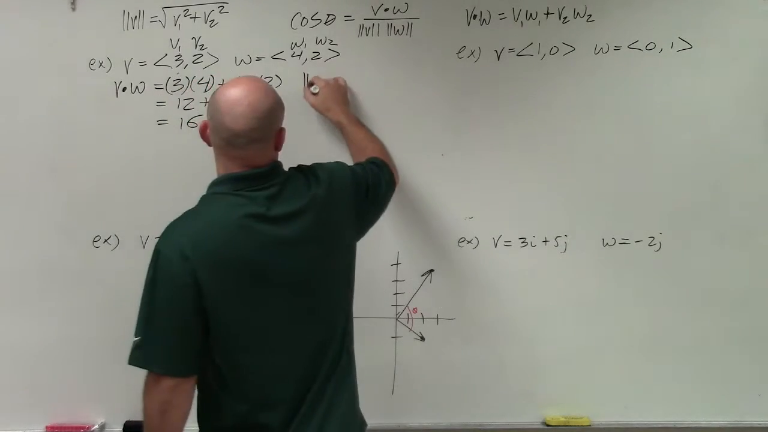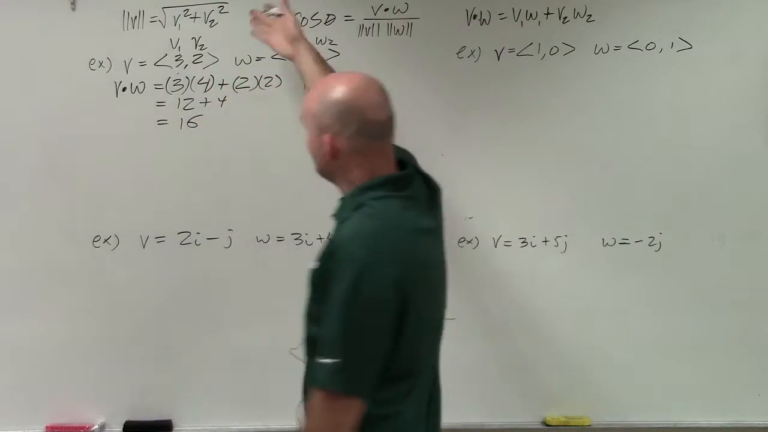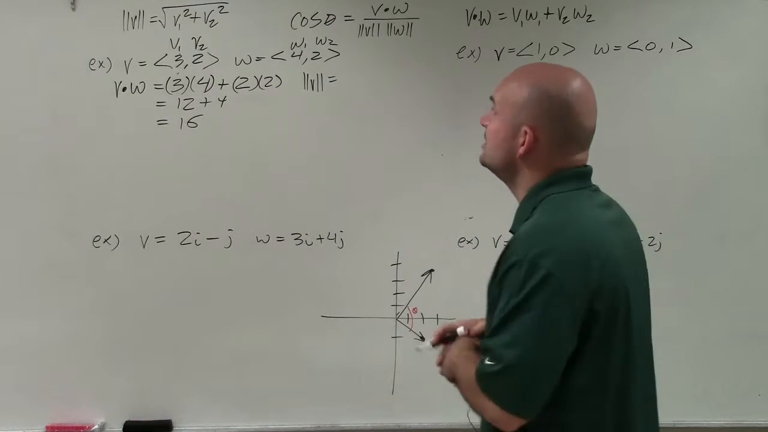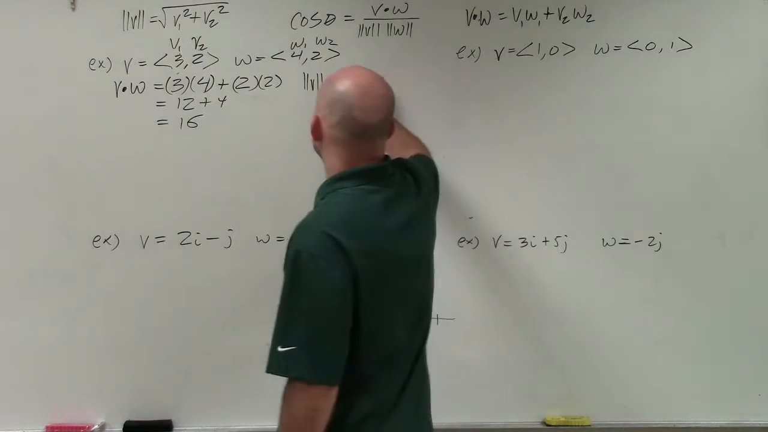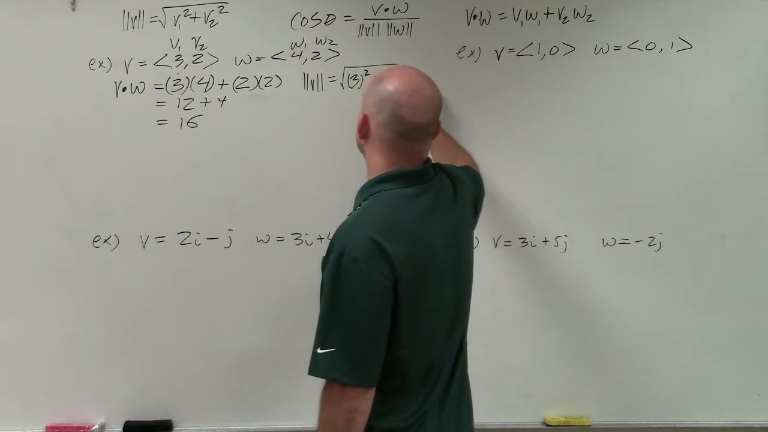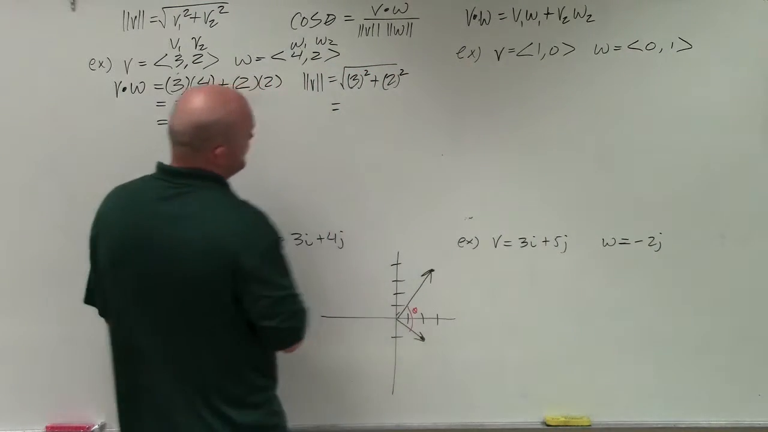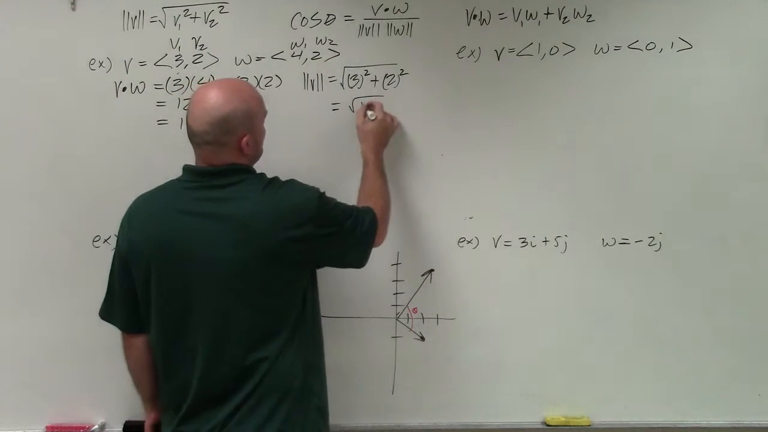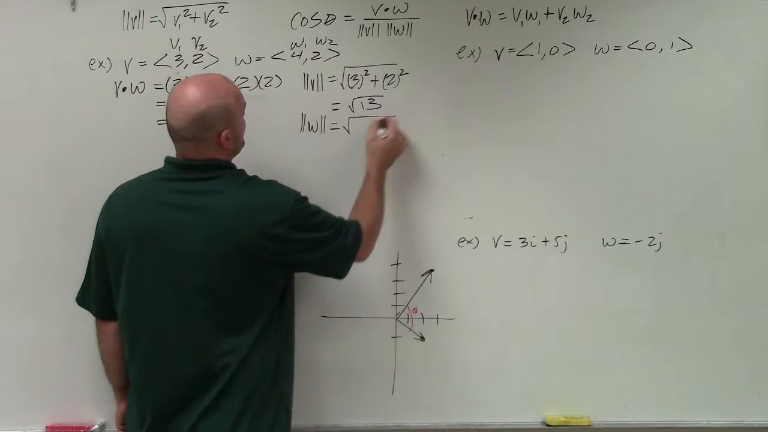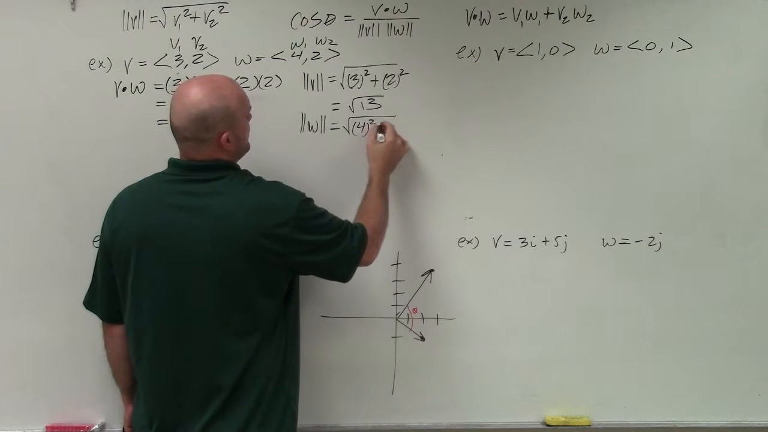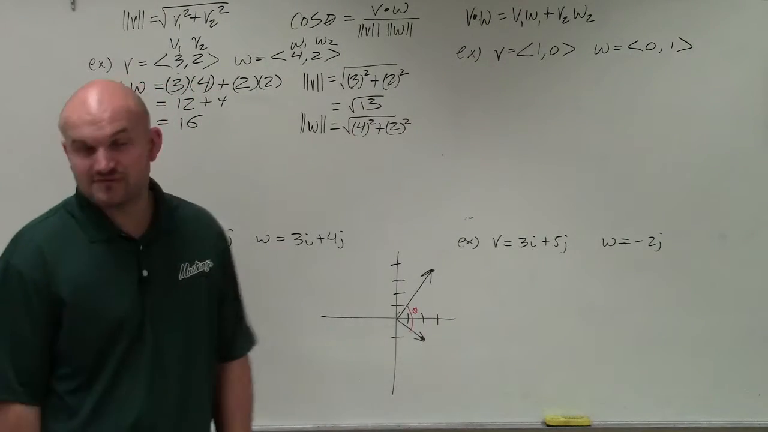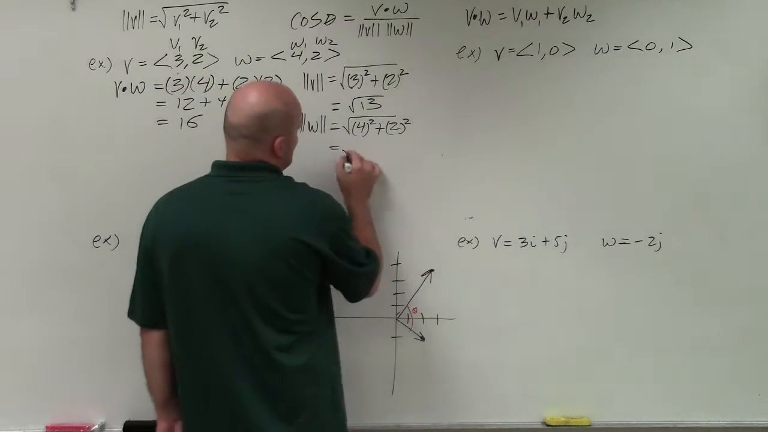Next, I want to find the magnitude. Remember, the formula for magnitude doesn't depend on the name of the vector, whether v, w, x, y, or z. It's your first component squared, which in my case is 3, added to your second component squared. So I have 9 plus 4, which is 13. Then the magnitude of w is the square root of 4 squared plus 2 squared. 4 squared is 16, plus 2 squared is 4, and 16 plus 4 is 20.